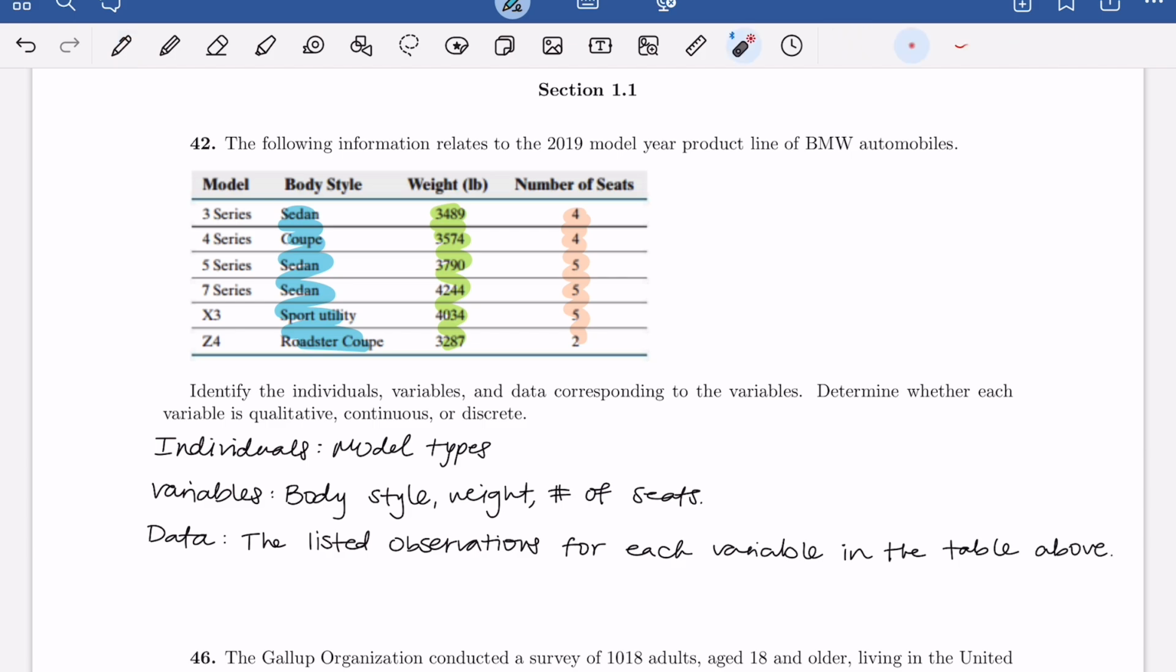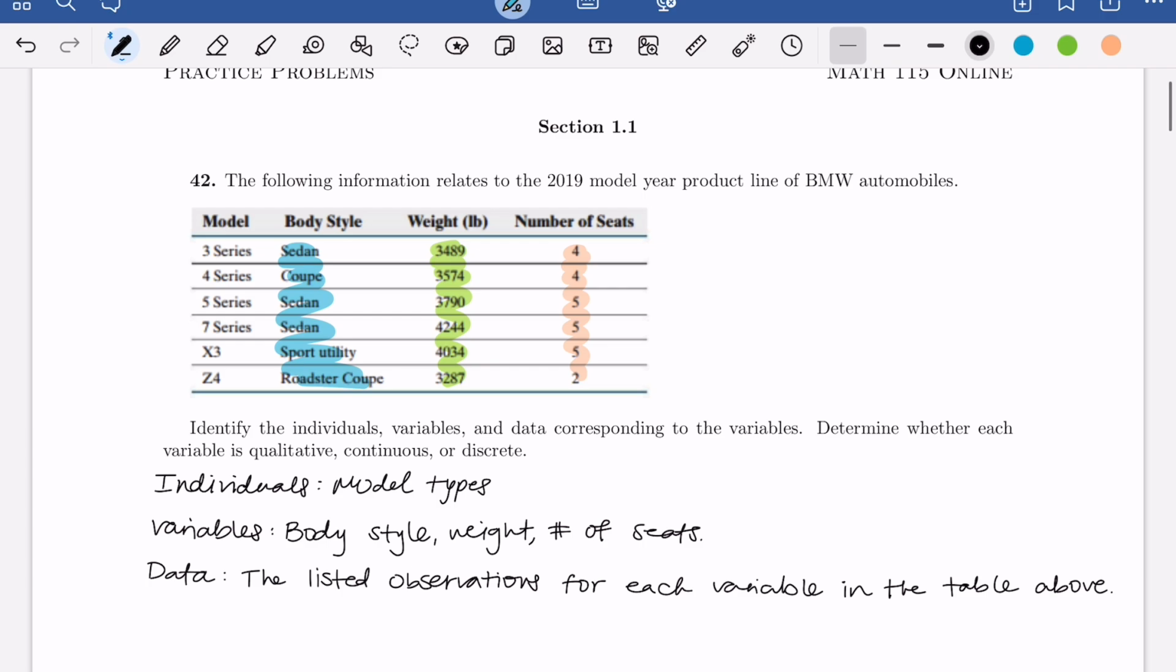All right, now lastly for this question, we want to determine whether each variable is qualitative, continuous, or discrete. I'm running out of room, so I'm going to do that up here. We want to look at each variable individually. First, let's look at our body style. This one is going to be qualitative, because we're looking at a classification of the individuals into the 3 series, 4 series, 5 series, and so on.